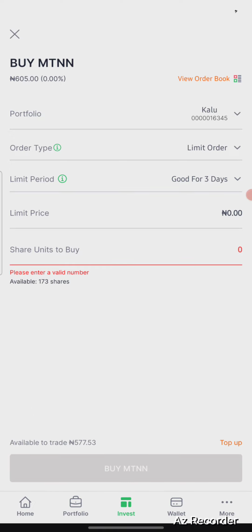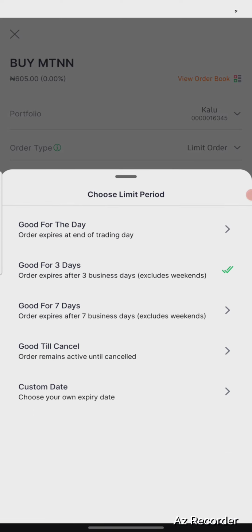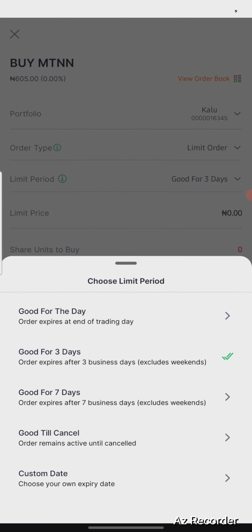There are some people that will choose good for the day, but for me I normally choose good for 3 days. Some people use good for 7 days. Some people use good till cancel. The order remains active until cancelled. So you just cancel it if the price didn't match.